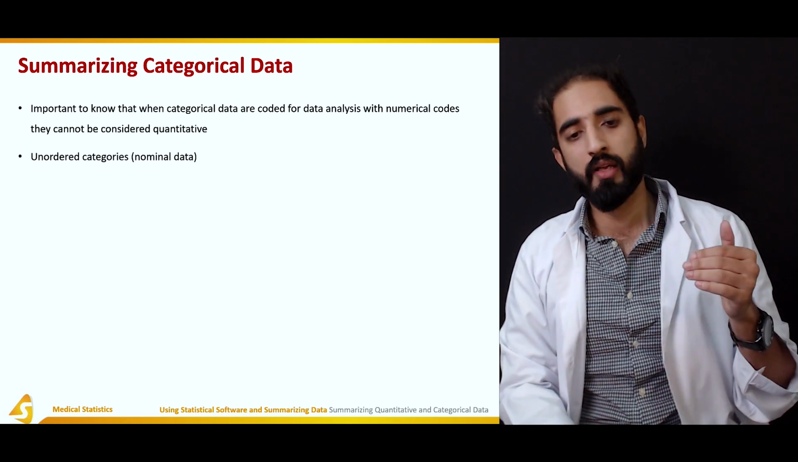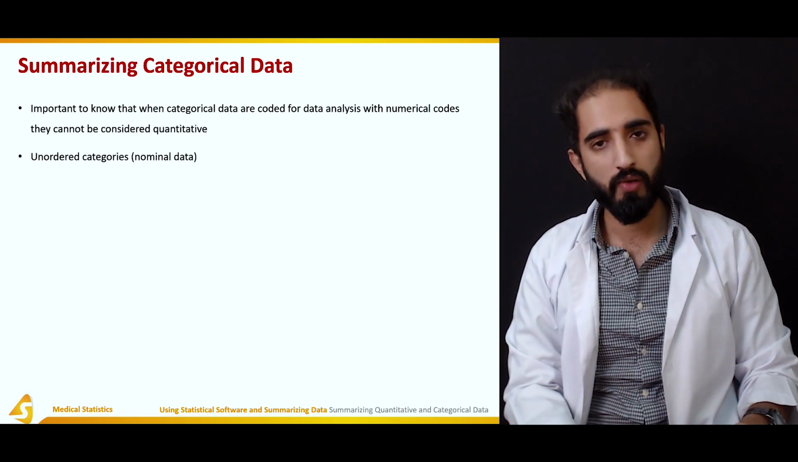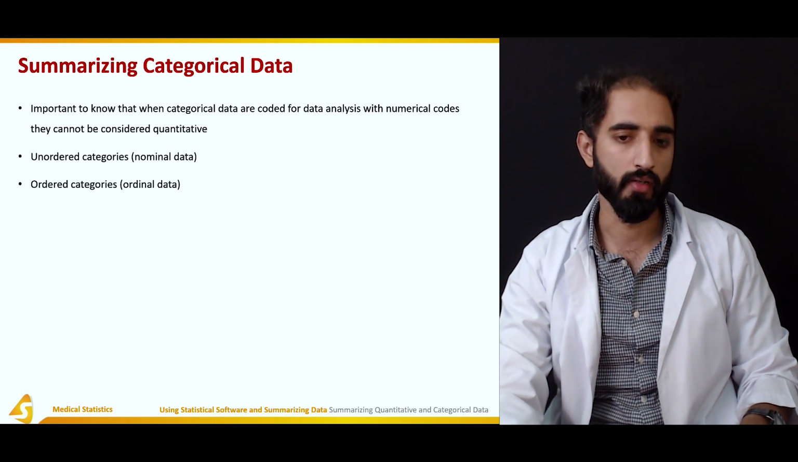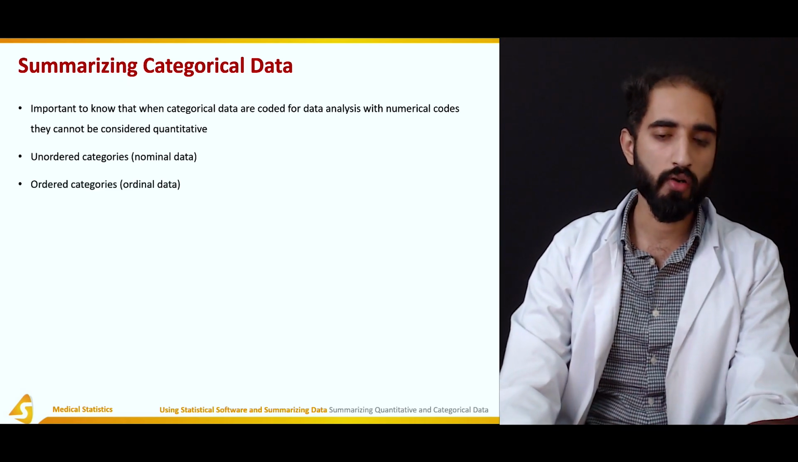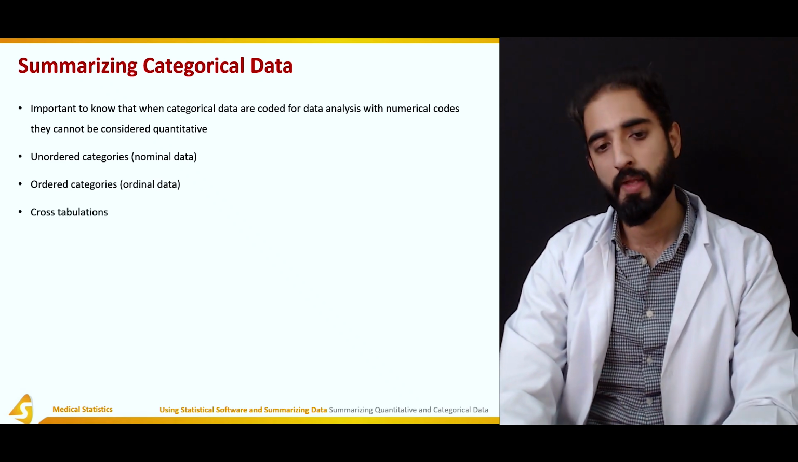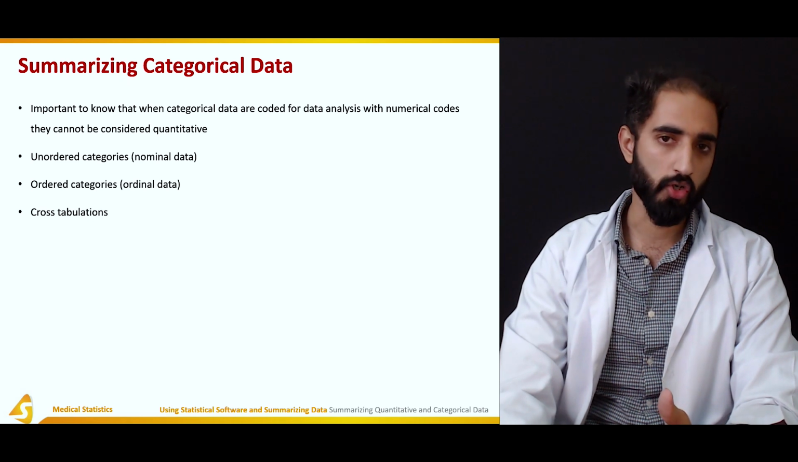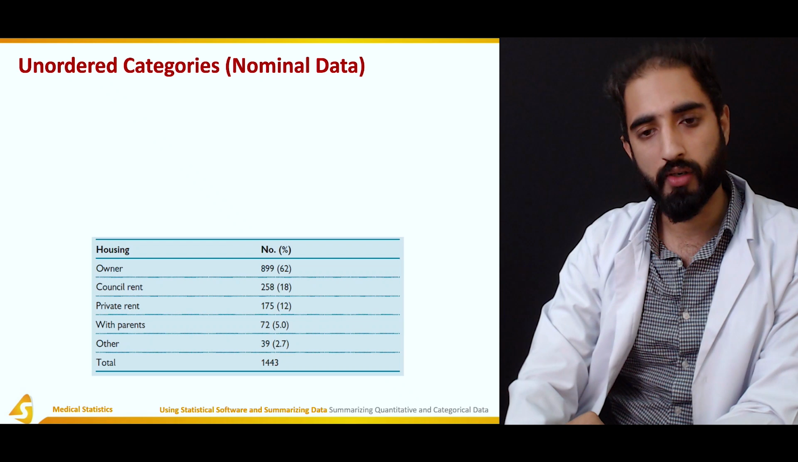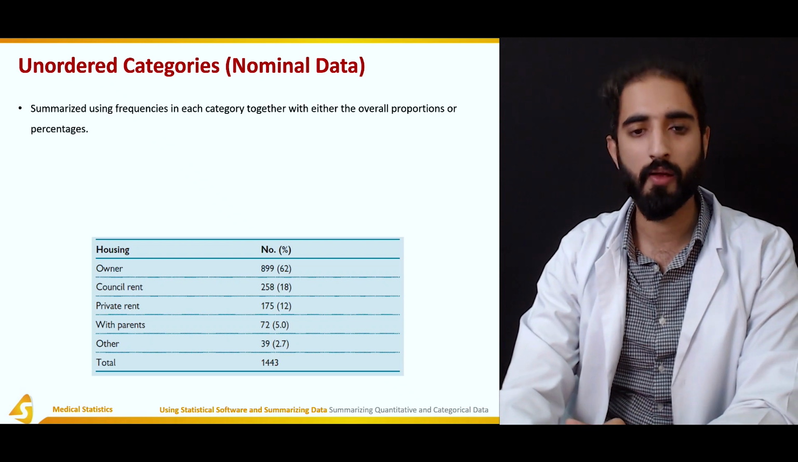There can be unordered categories such as nominal data and ordered categories such as ordinal data. So gender is an unordered category and stages of cancer is an ordered category. We can also use cross tabulations for summarizing categorical data as well. So let's start off with unordered categories such as nominal data.